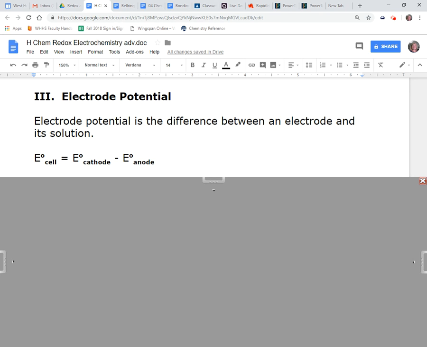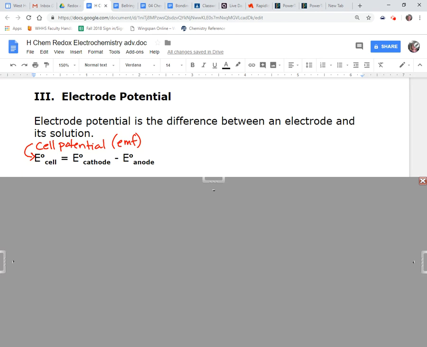So E cell, which is your electrode potential or cell potential, it's also called electromotive force. So any of those terms, you've got to know that that is E cell, is equal to the potential of the cathode minus the potential of the anode. Now, I like to have this kind of both ways.